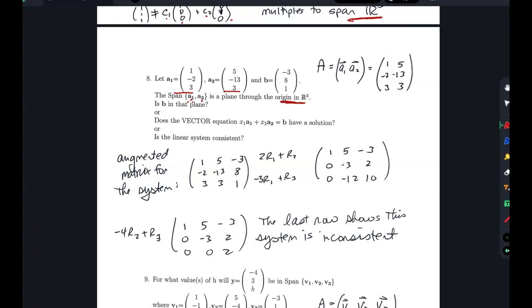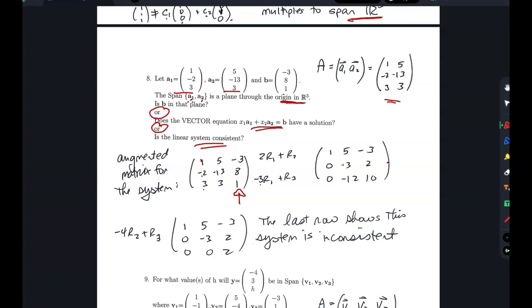So this matrix A is this. So is b in that plane? That's the same thing as saying, does the system have a solution? And that's the same thing as saying, is it consistent? So the augmented matrix for the system is this, right? We put the b right here, and then we do row operations. 2 times the first row, add it to the second row. -3 times the first row, add it to the third row.